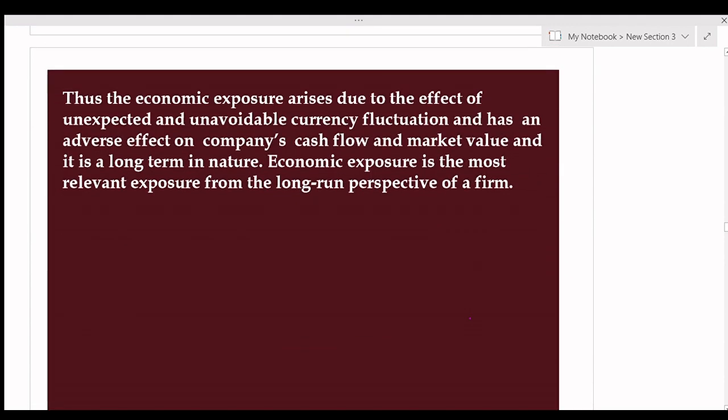Thus, economic exposure arises because the effect of unexpected and unavoidable currency fluctuation has an adverse effect on the company's cash flow and market value, and it is long term in nature. Economic exposure is the most relevant exposure from the long run perspective of a firm.